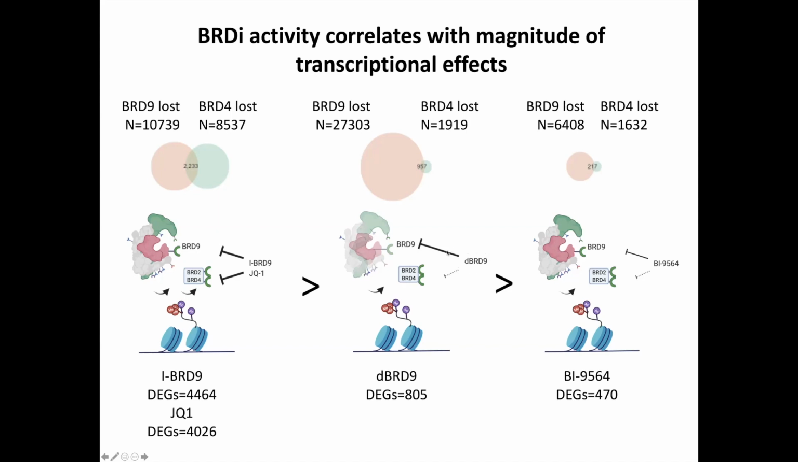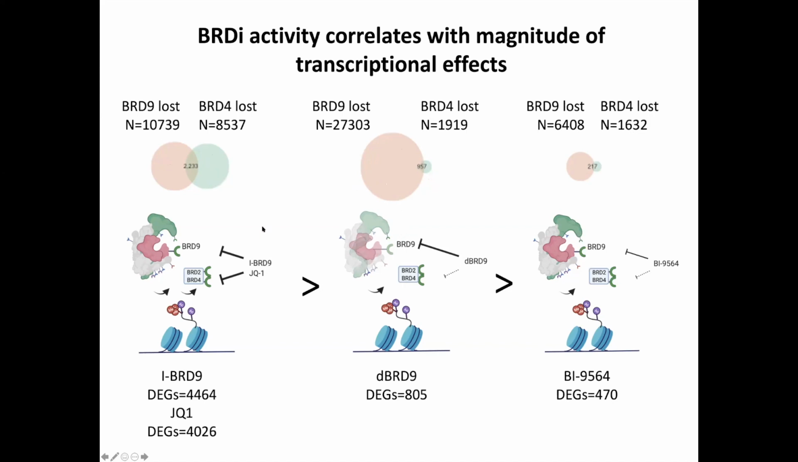dBRD9 acts to completely degrade the BRD9 subunit, and in response, we effectively saw complete widespread loss of BRD9 binding to chromatin in these treatments, and again a very limited effect on BRD4. In contrast to these agents, both iBRD9 and JQ1 led to the loss of both BRD9 and BRD4, and there was really no selective advantage for either of these proteins with either agent.